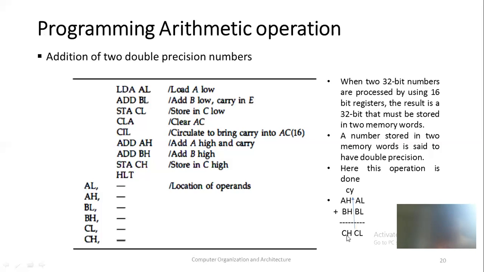Here H means higher and L means lower. So what you have to do is first add the lower 8 bits and find out the result, that is your lower result, and then add the higher 8 bits, and also add any carry generated while adding the lower portion. So you have to do the addition of these three while you are adding the higher bits. So how can you do it?